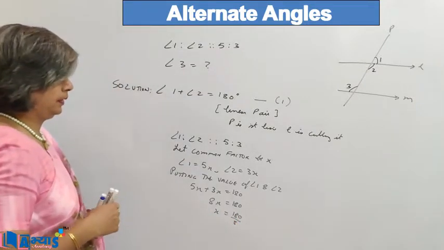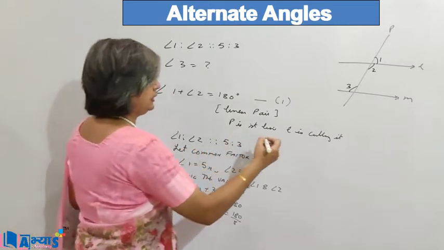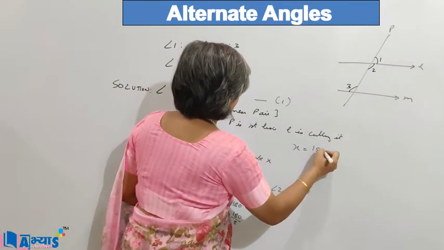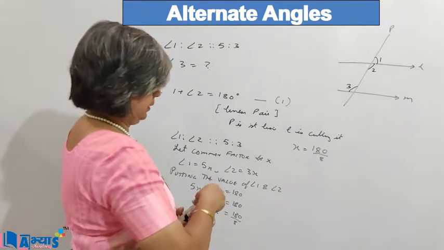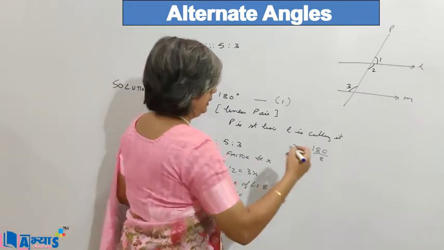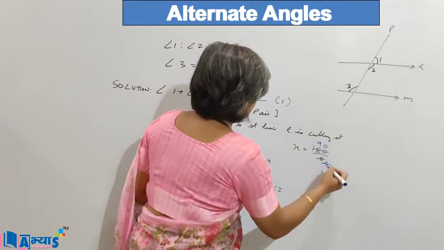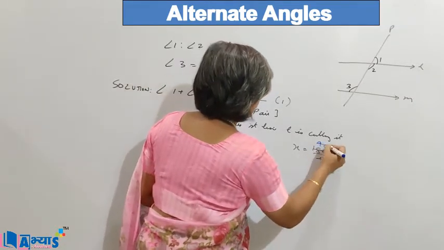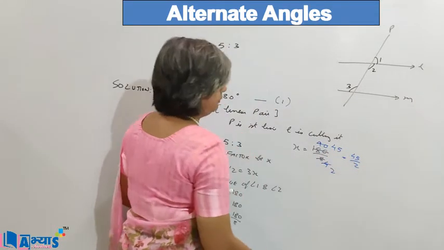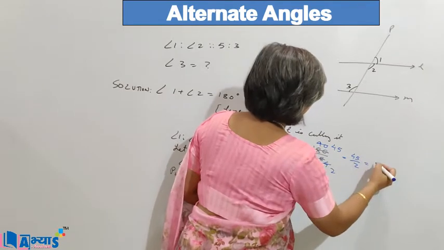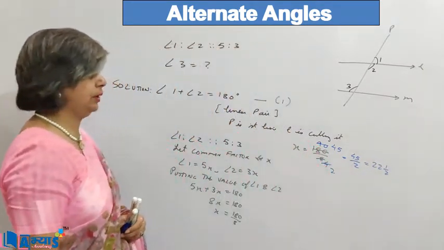If we divide it with 2, we get x is equal to 90 upon 4. Again when we divide it with 2, we get 45 upon 2. Further it will be equal to 22 and a half. Now x is equal to 22 and a half.